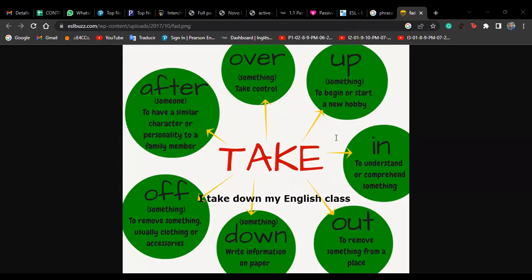This is my sentence. Now, you choose one verb and write one example in your notebook, please. I will give you 30 seconds so you can choose one verb and write your example in your notebook. 30 seconds, go. Write one example, please.